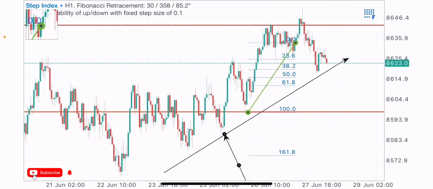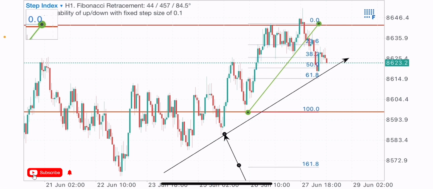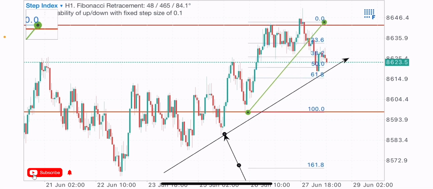Whenever we want to identify our possible level of retracement in an uptrend, we will match the Fibonacci tool from the swing lows to the swing highs. But whenever we want to check our possible level of sales in a downtrend, we match the Fibonacci tool from the swing highs to the swing lows to know our possible level of retracement.